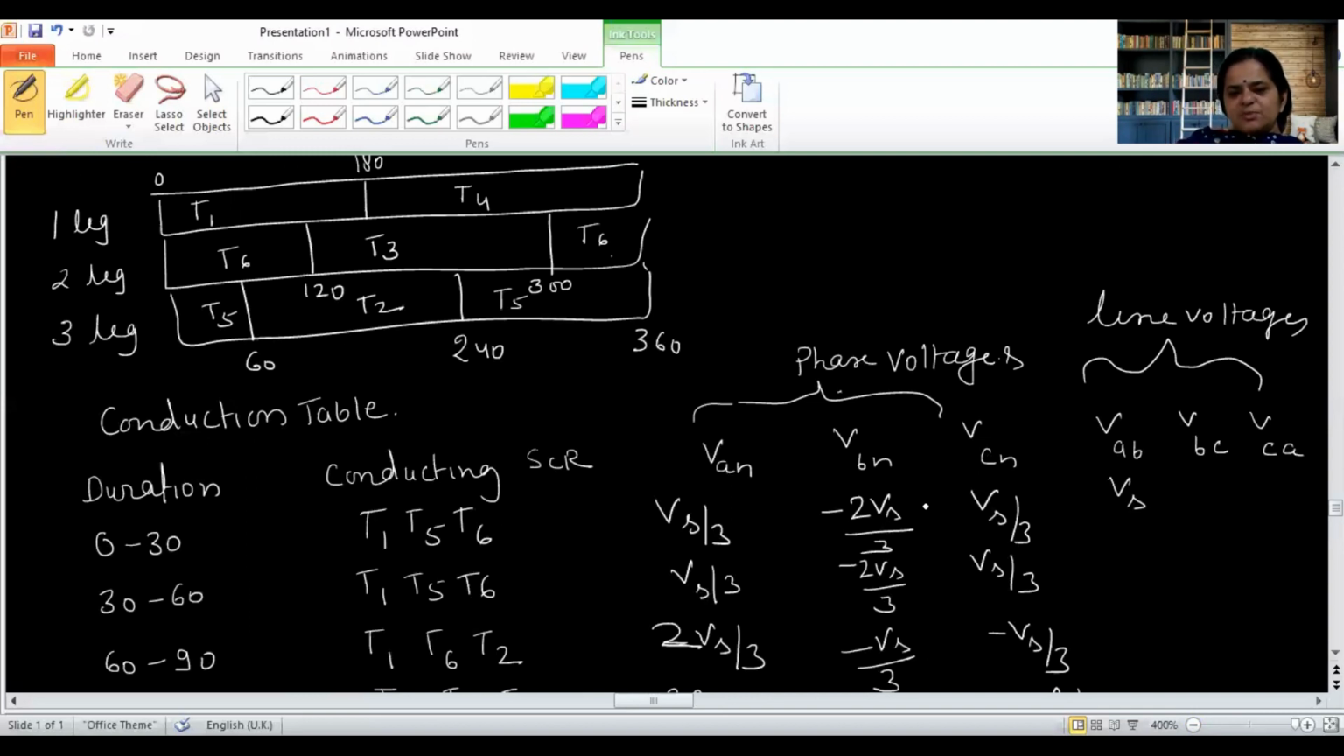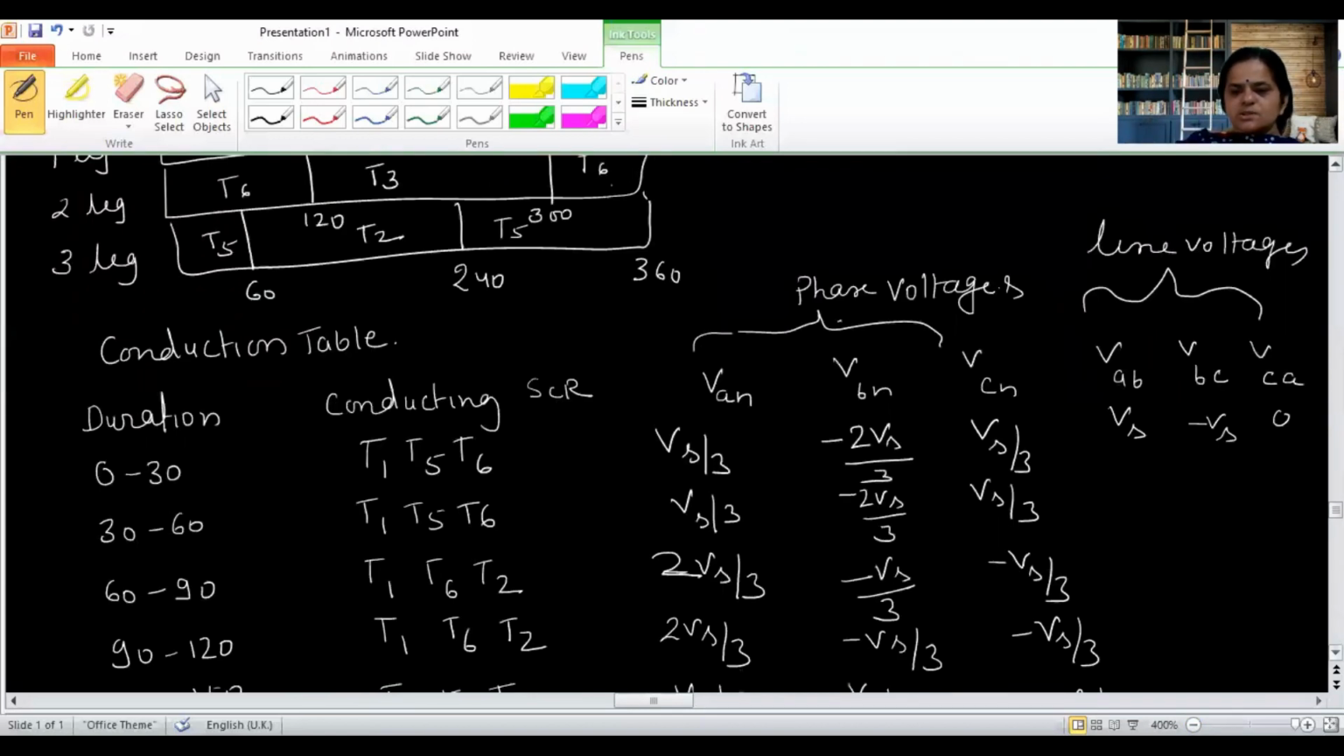Now VBC means VBN minus VCN. So minus 2 Vs by 3 and minus Vs by 3. So it will be minus Vs. Now what is VCA? VCN minus this. So Vs by 3 minus of Vs by 3. So it will be 0. Now similarly, we can complete this table also.